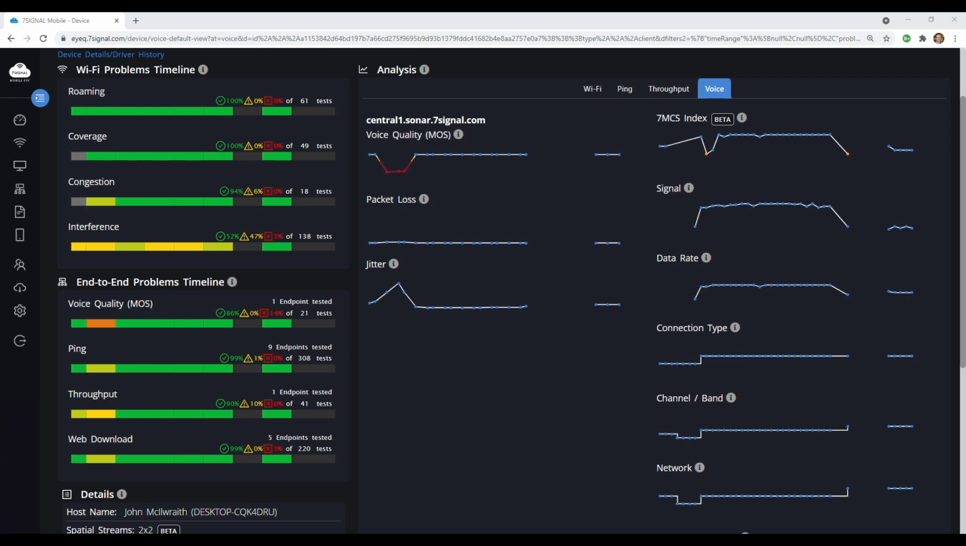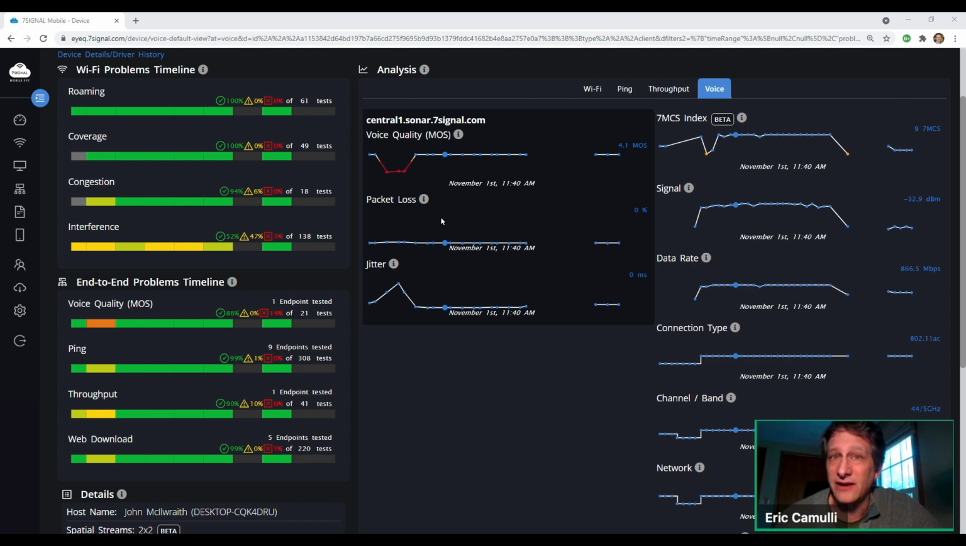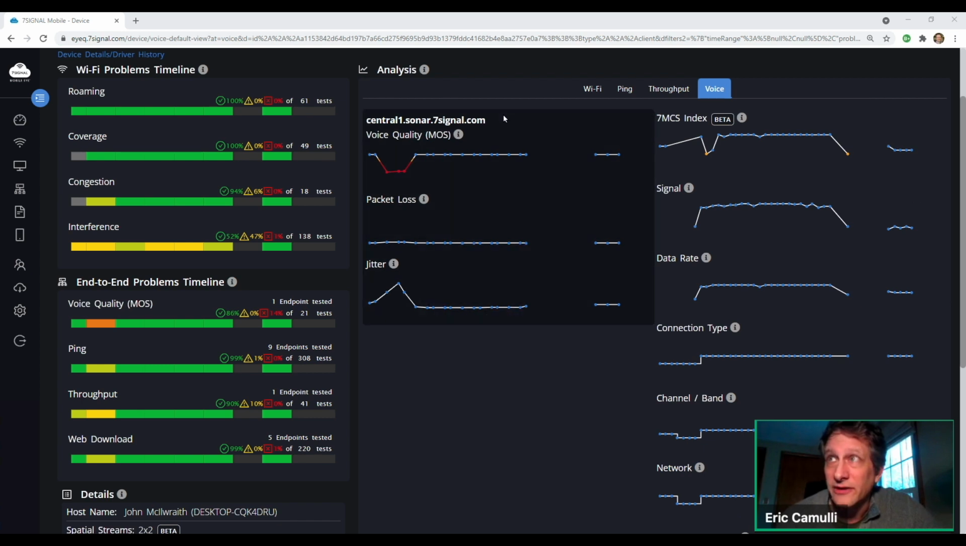All right, so here we go, guys. This is the device, somebody's laptop computer, and as you can see, I'm on the voice tab over here, and every few minutes, we're passing those UDP packets back and forth between the person's device and our sonar endpoint that's out there in the cloud, this Central One sonar. And this is simulating voice traffic. This is simulating me talking to you guys right now in many respects.